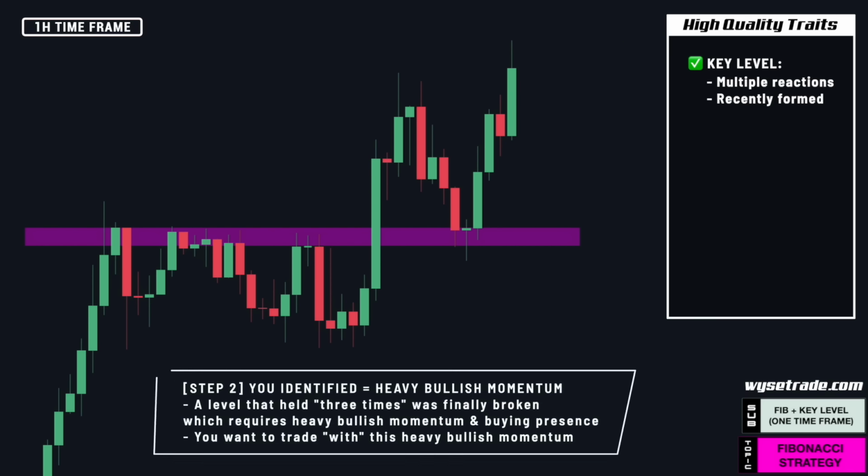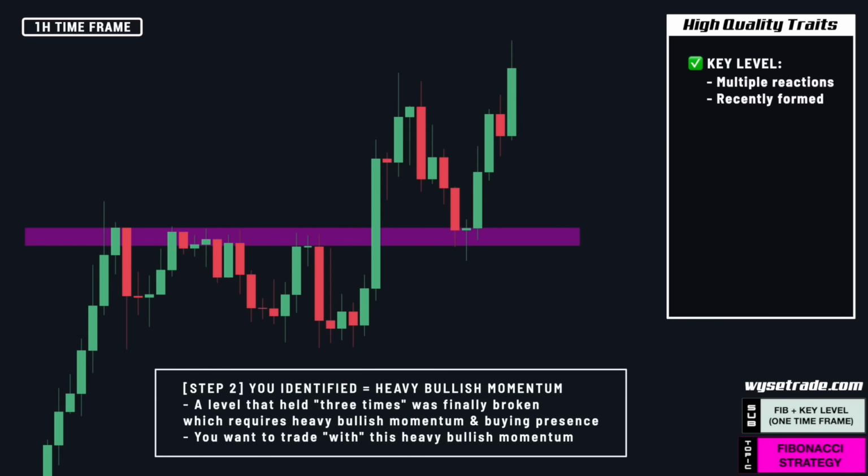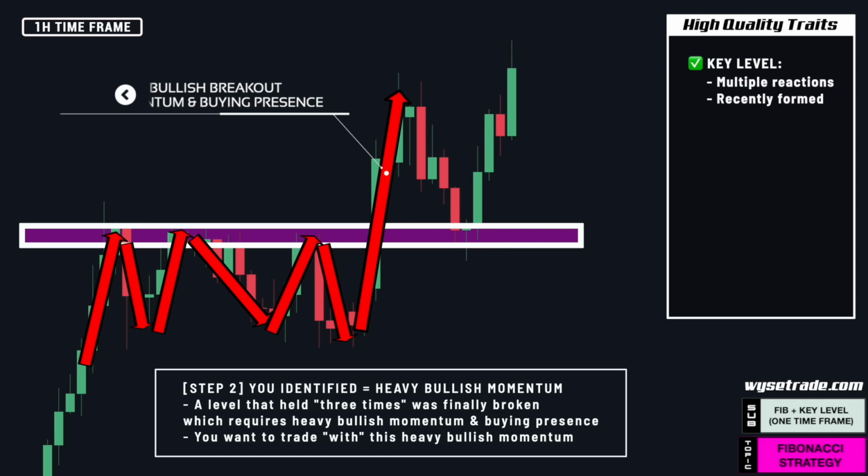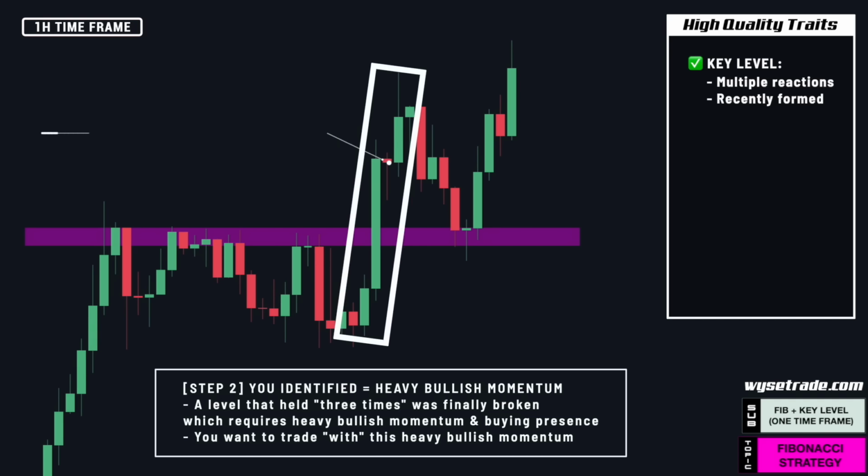The second high quality trait you had was heavy bullish momentum. So this key resistance level previously held 3 times before price finally broke through it, showing the heavy bullish momentum and buying presence, which is required for price to be able to break through such a key level. This then means you want to trade with this heavy bullish momentum and heavy buying presence.